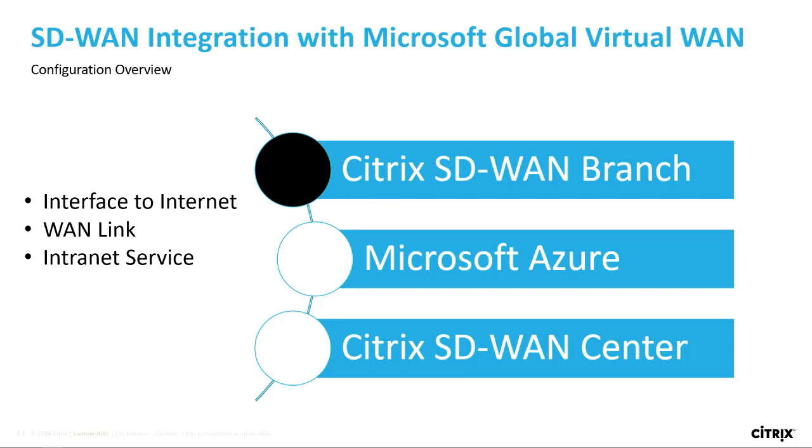So the first is the branches. This is where we're going to configure your physical interface to the internet. Obviously that has to be in place. We're going to configure the WAN link and the internet service. The internet service is what's going to be used to set up an IPsec tunnel on that endpoint. The next is going to be, which we'll talk about in a second, the Azure portion, and then obviously the Citrix SD-WAN is our virtual machine that glues together and configures this.